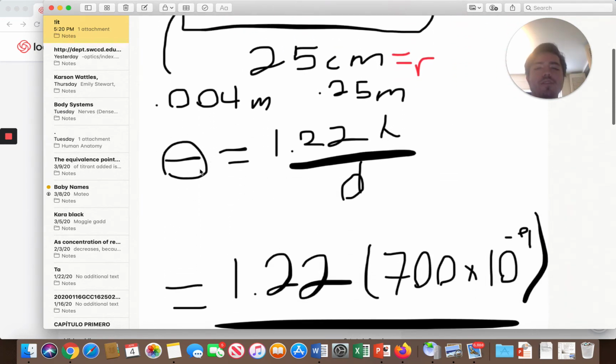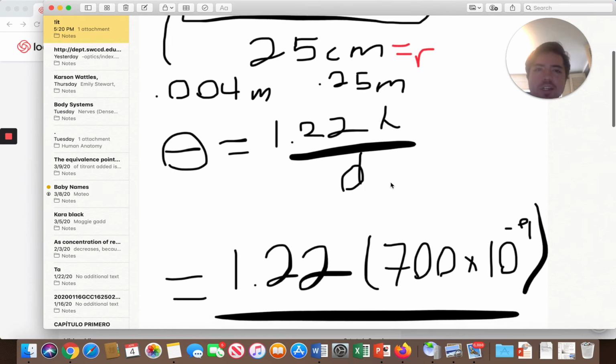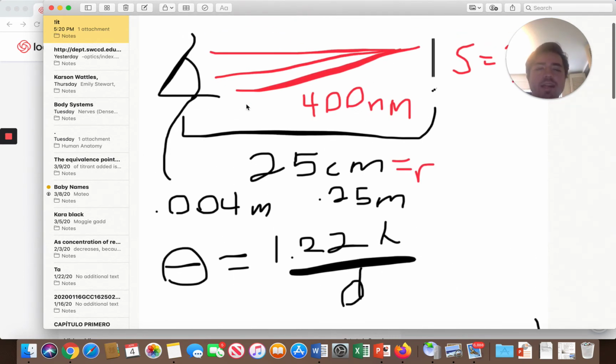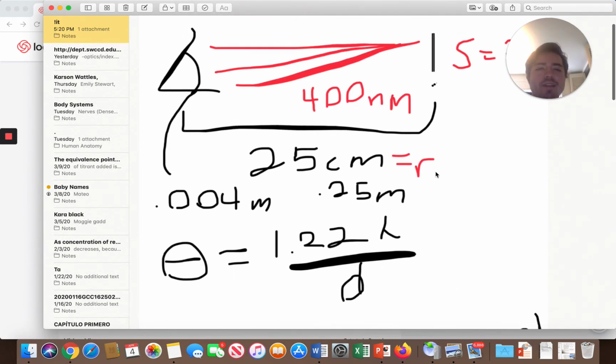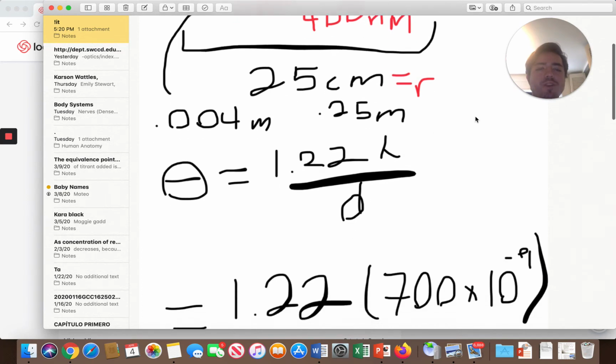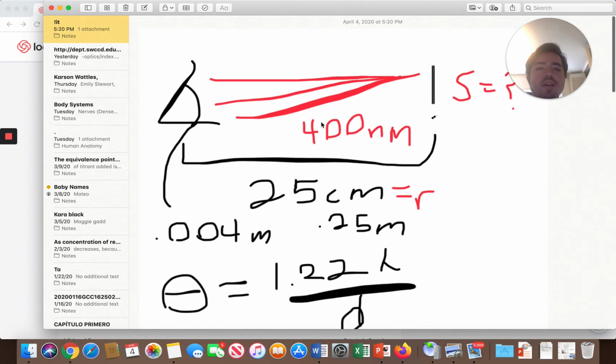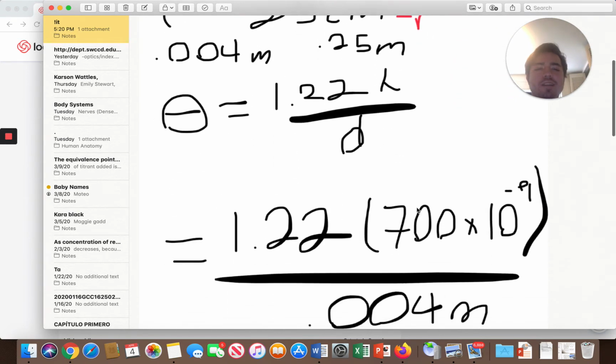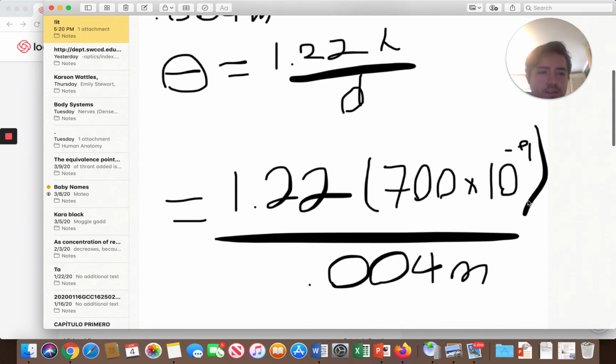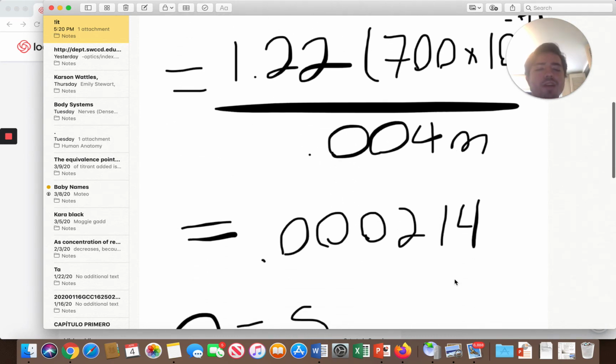Here we use the formula theta equals 1.22 lambda over diameter. So we just plug and chug, right? Let's say this is red light, and these lines are red. We have to convert to meters, so not 400, I meant 700 nanometers because it's red light, and you multiply by 10 raised to the negative 9, and then you divide by the diameter of the pupil, which is 0.004 on average.